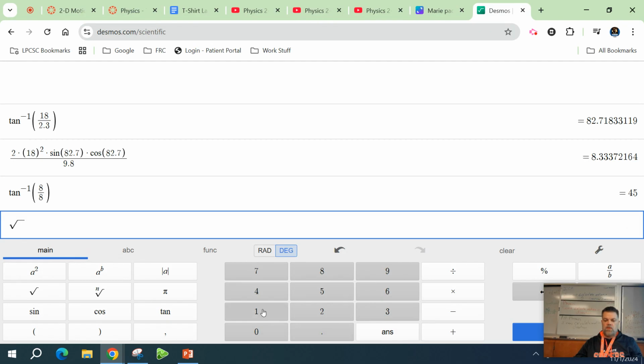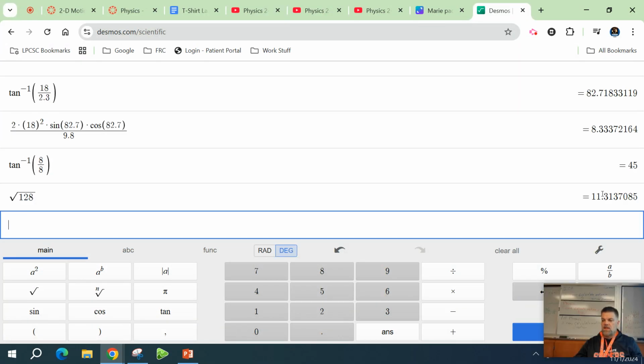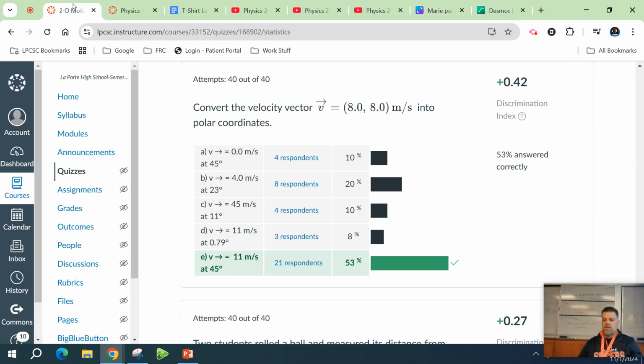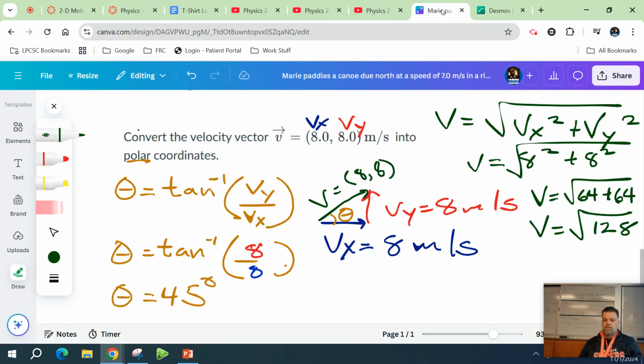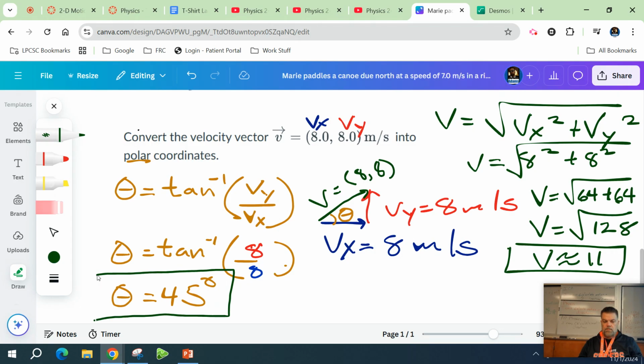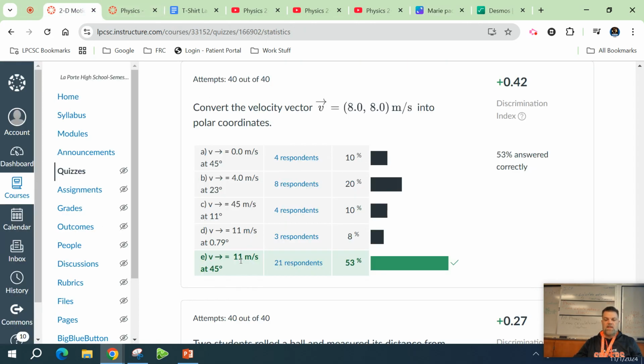The square root of 128 is about 11. Yeah, roughly about 11. So polar coordinates would be about 11 at 45 degrees. So then when we go back here, guess what? 11 meters per second at 45 degrees. And we did do that in the practice test.